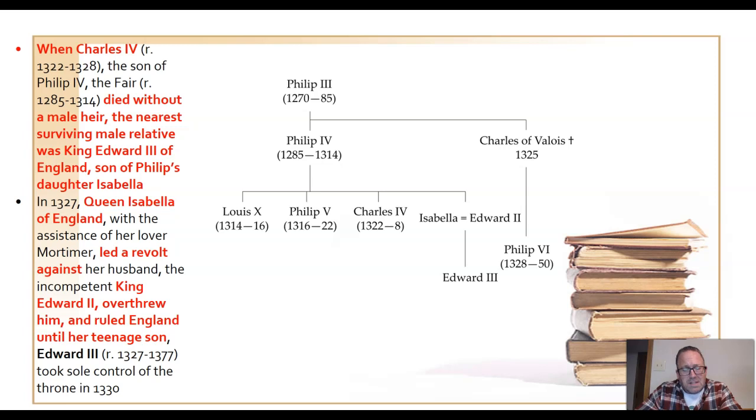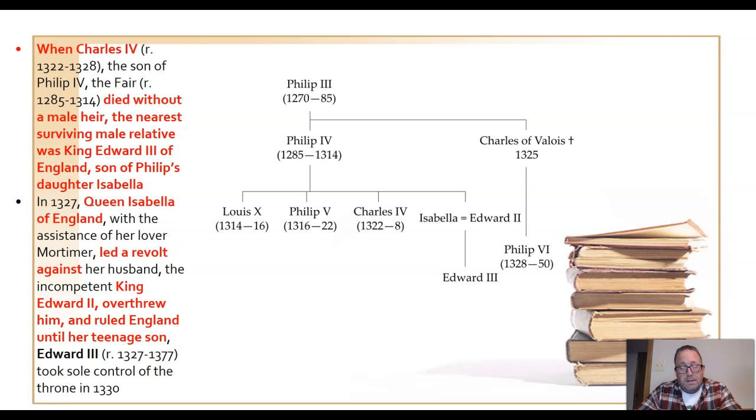So the way it goes is the throne's going to be passed to his younger brother, Philip V, and same situation. He either doesn't have a male heir or it doesn't survive. And then the throne is passed to the third son, Charles IV. Okay, Charles IV, same situation. He dies without a male heir. And so I guess the only heir left is one of the daughters. Her name is Isabella.